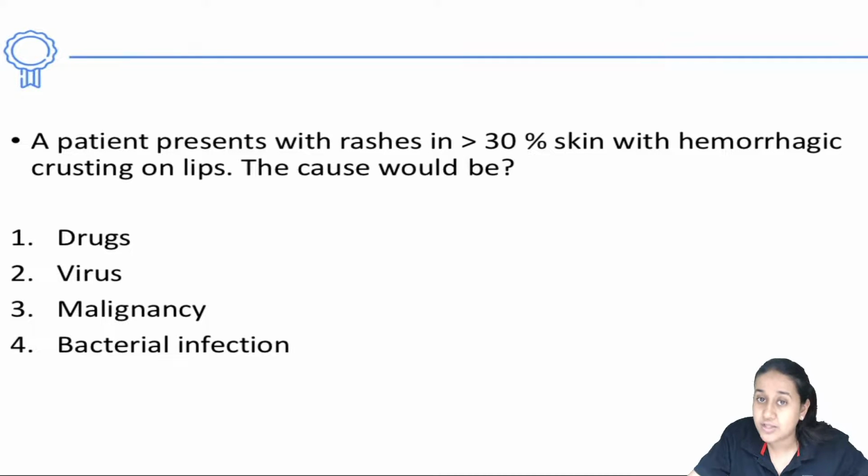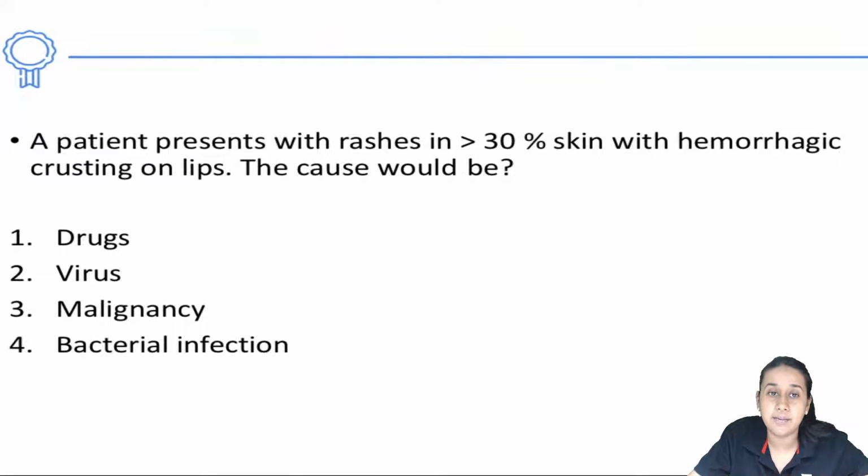Next, a patient with a rash of more than 30% on the skin with hemorrhagic crusting on the lips. What is the cause, or what is the answer? Hemorrhagic crusting with peeling of the skin on more than 30% of the area. Anyone? Sana, Lakshmi, Rameshwar, Yogesh, Neeraj, Aditi, Ankur.